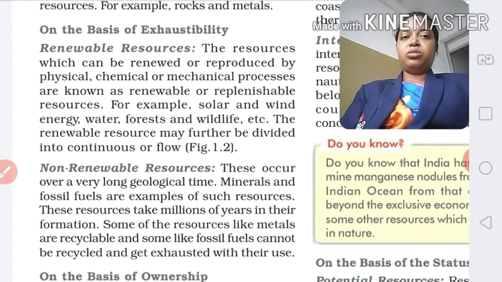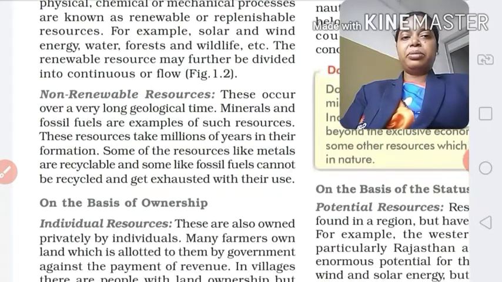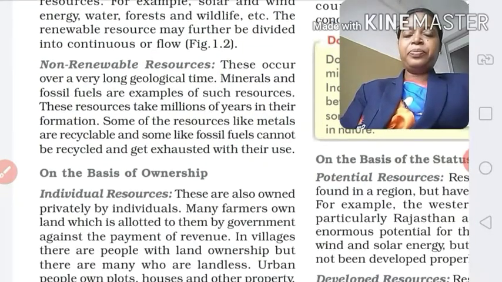So now we should know about the non-renewable resources also. Non-renewable resources are those which occur over a very long geological time period. In this time period, they take millions of years for their formation. Mostly minerals, such as some metals, can be recyclable, but the fossil fuels cannot be recyclable. They come under the non-recyclable resources. Okay. So here we also got the viewpoint of non-renewable resources.